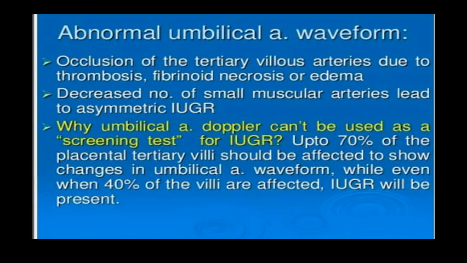Now, something about the pathology related to abnormal umbilical artery waveform. This is because of occlusion of the tertiary villus arteries due to thrombosis, fibrinoid necrosis or edema. Decreased number of small muscular arteries leads to asymmetrical IUGR. Why can umbilical artery Doppler be used as a screening test for IUGR? Approximately 70% of the placental tertiary villi should be affected to show changes in the umbilical artery waveform, while even when 40% of the villi are affected, IUGR may be present.